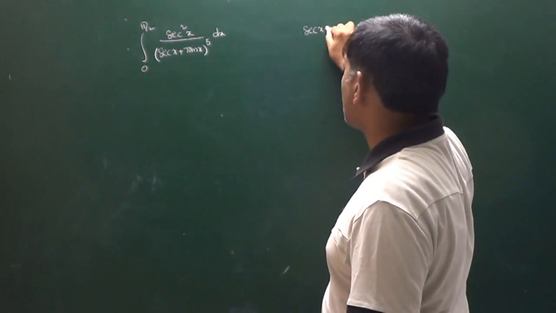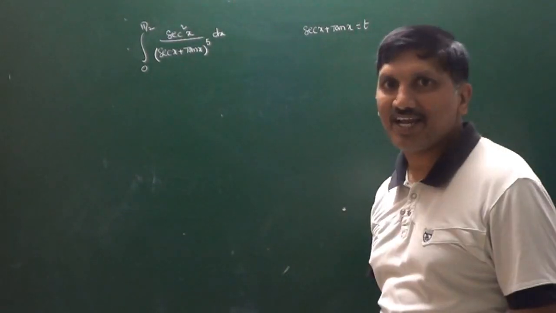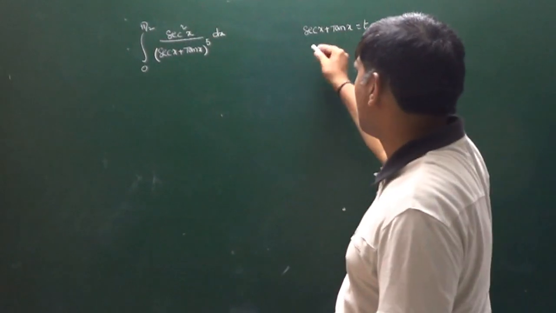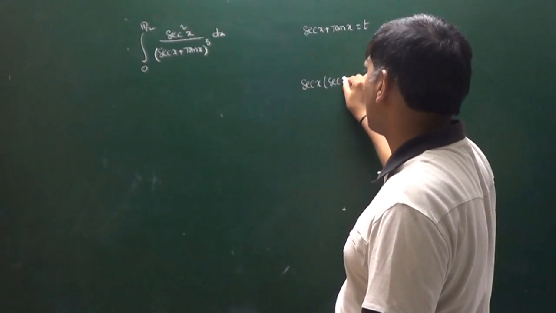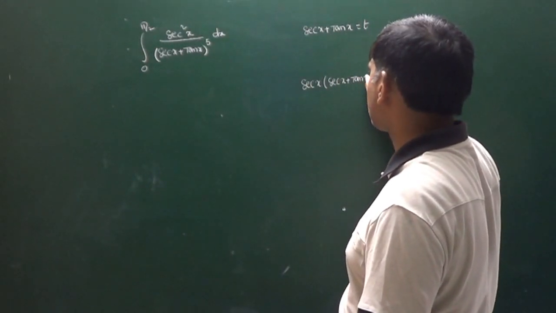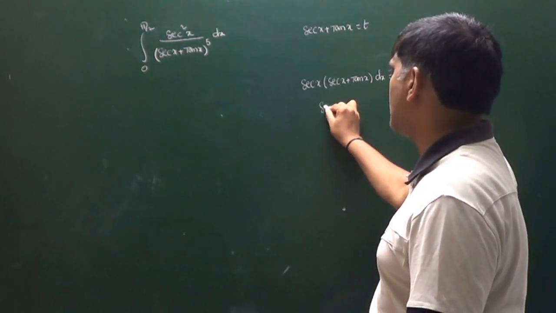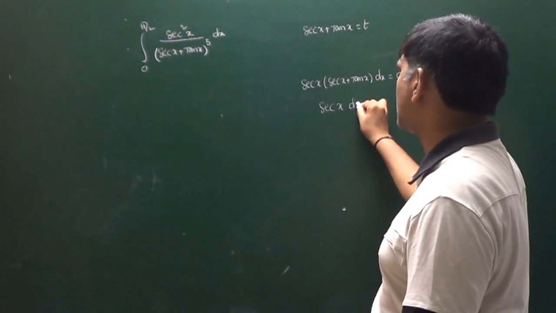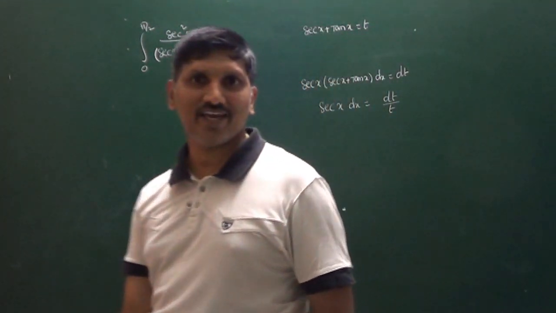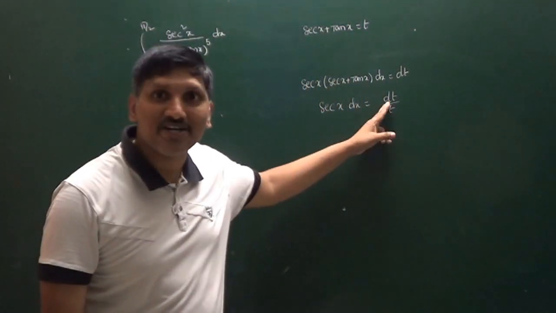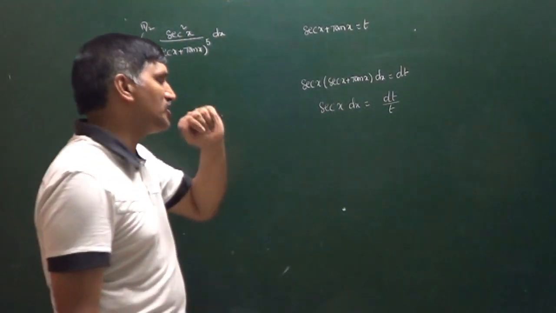Secant x plus tan x is equal to, say, t. Secant x plus tan x is equal to t means we can write secant x into (secant x plus tan x) dx is equal to dt. Therefore, we get secant x dx is equal to dt by t. Sir, it's okay. Secant x dx we can write as dt by t, but here secant square x is there, right? Yes, no issue with that.